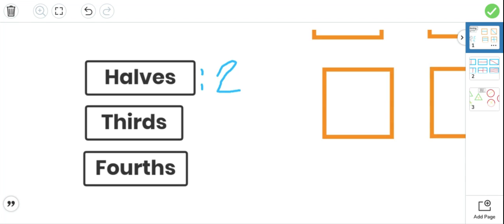Thirds is similar to thinking about being third in a race. There's one person ahead of you, there's two, the person who is second, and you're the third person. That's three people in. So there's three parts to thirds. And fourths, can you guess? It's even in the word. Fourths is breaking something into four equal parts. So we're going to practice this idea of partitioning these shapes into halves, thirds, and fourths today.